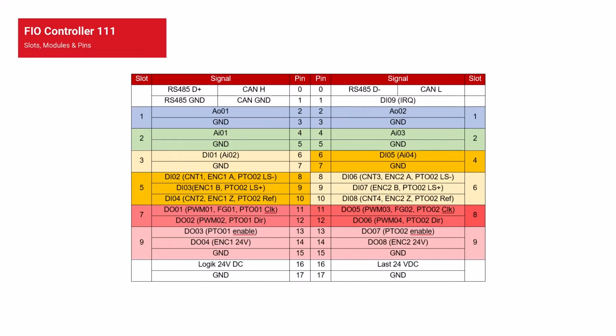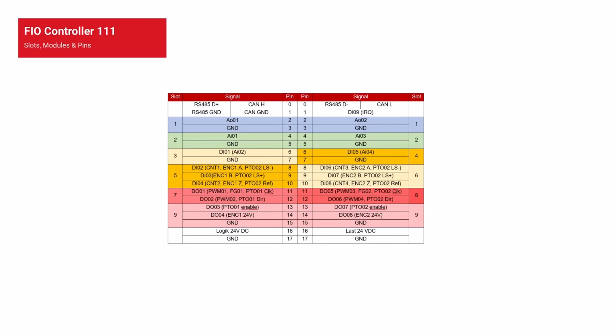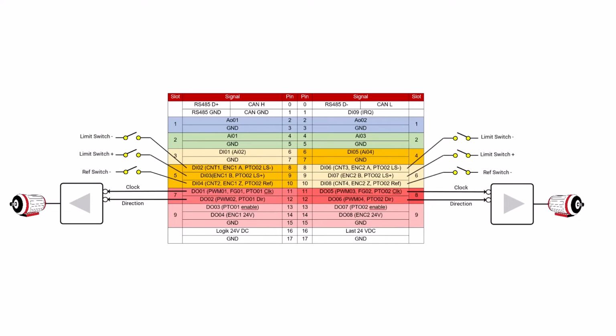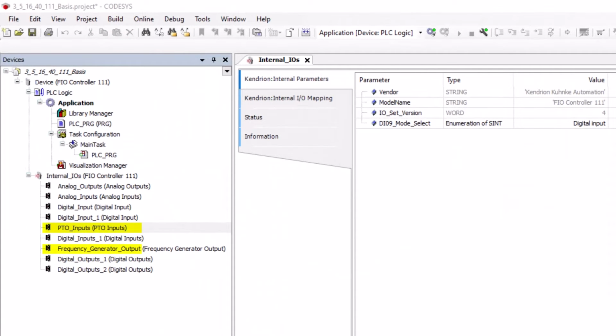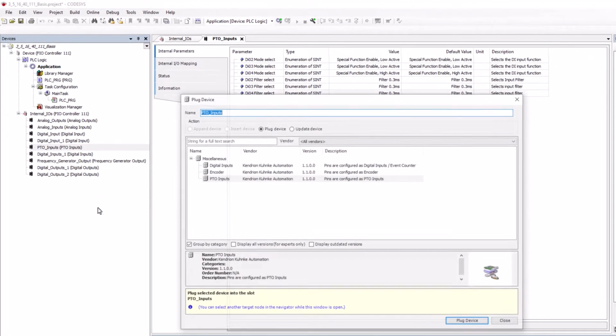Now let's talk about PTO, which stands for Pulse Train Output, the control of motor output stages with pulse and direction inputs. The 111 can operate 2 of these output stages. In addition to controlling pulse and direction, inputs for end limit switches and the reference input can also be configured. For axis 1, we find the PTO modules in slot 5 and 7, and for axis 2 in slot 6 and 8. Here we configure axis 1 and insert the PTO inputs module into slot 5.